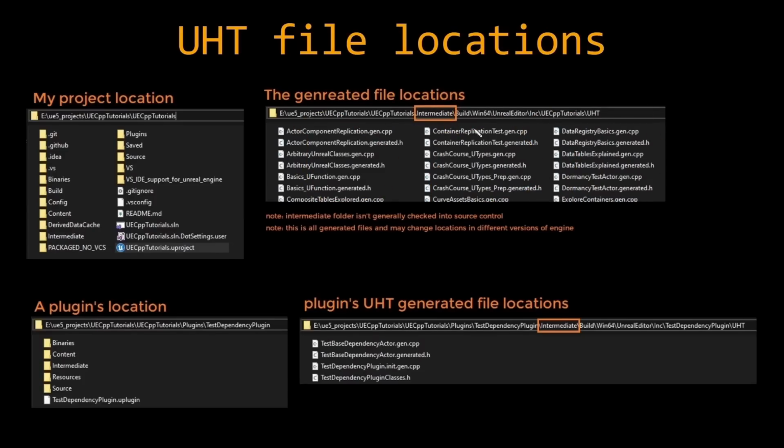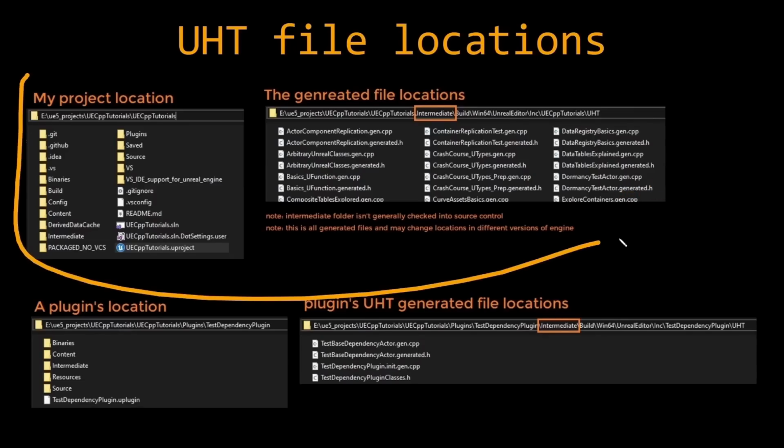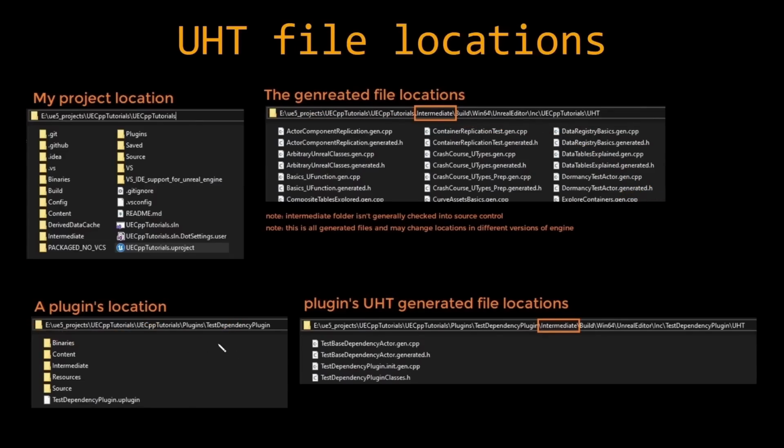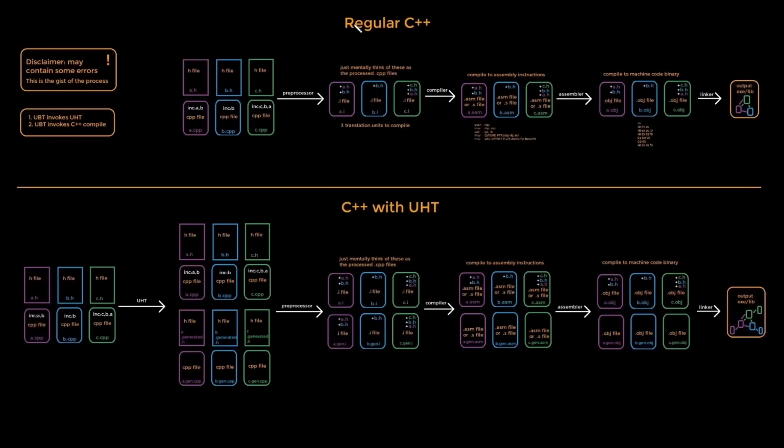But if we go into this folder and follow this path, you'll see that there's all these .gen.cpp files and .generated.h files. And this is for the project. If we look for plugins, for example, I have a plugin here, test dependency plugin, and there's an intermediate folder in that plugins folder structure, and you can drill down into that to get to UHT and find some generated files there. So let's explore regular C++ compilation and then compilation with UHT involved.